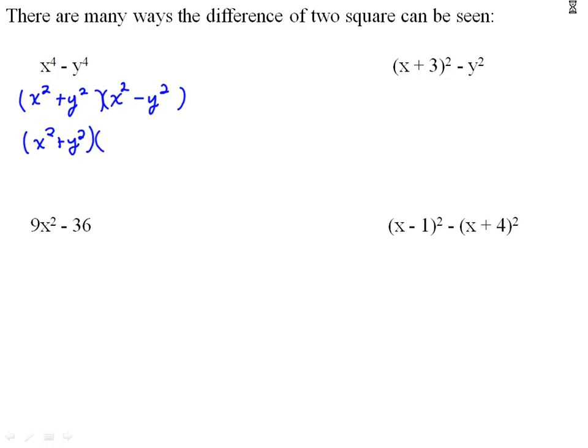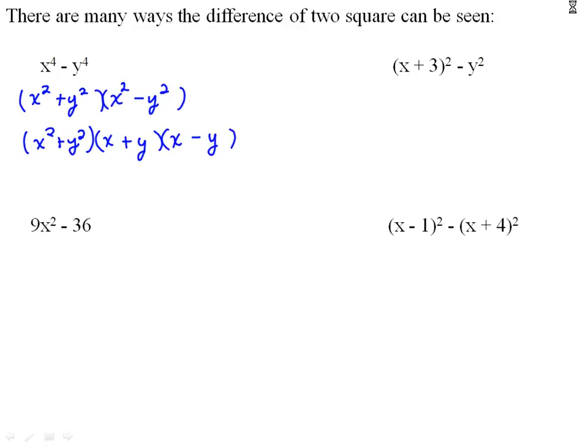Open up two sets of parentheses. Put a plus in one, a minus in the other. And take the square root of each term. Square root of x squared is x. And the square root of y squared is y. Now you're done. So please don't factor the sum of two squares. It is prime. Okay?